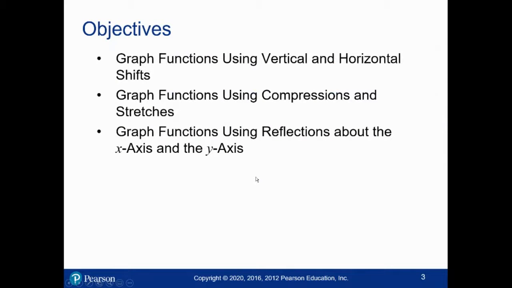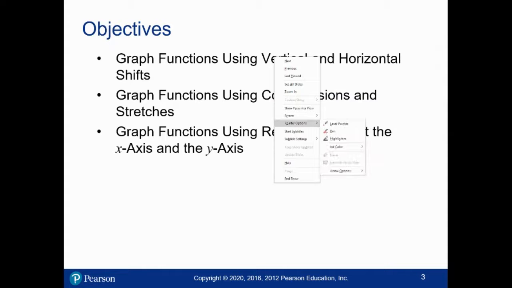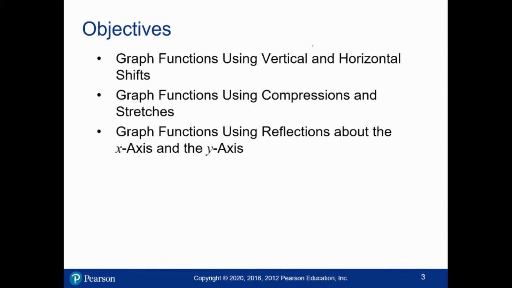Okay, so the main objectives, there are a few different things we're going to be covering. The first is vertical and horizontal shifts. We're also going to do what they call compressions and stretches. I tend to call these vertical and horizontal shifts and compressions. Also, then at the end, there are ways to draw graphs based on reflection techniques.